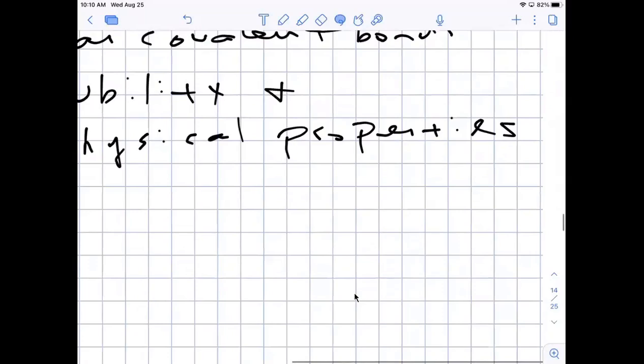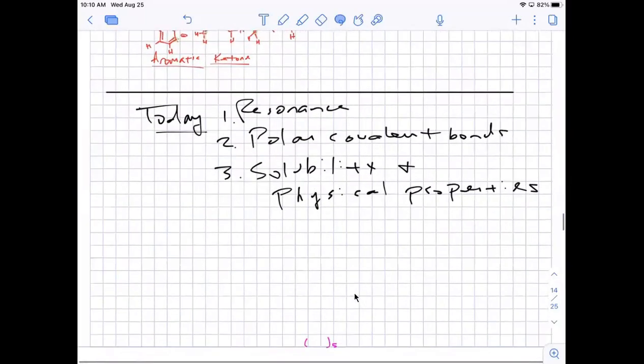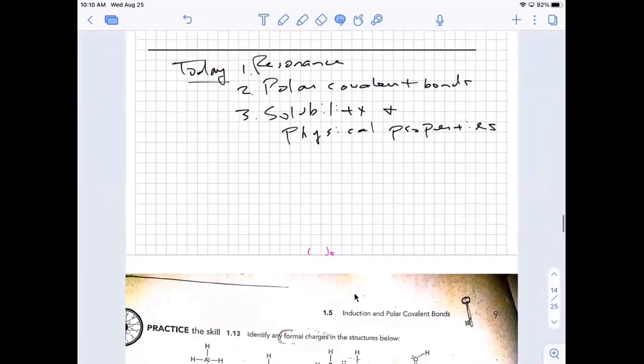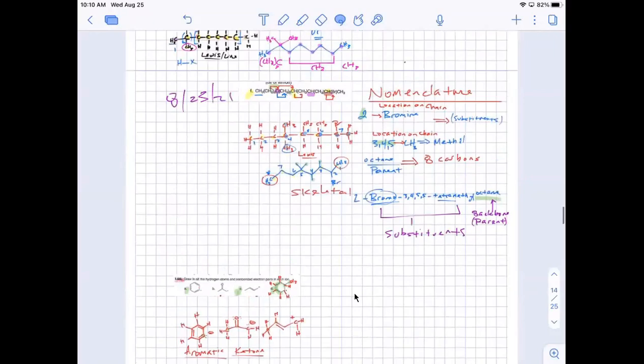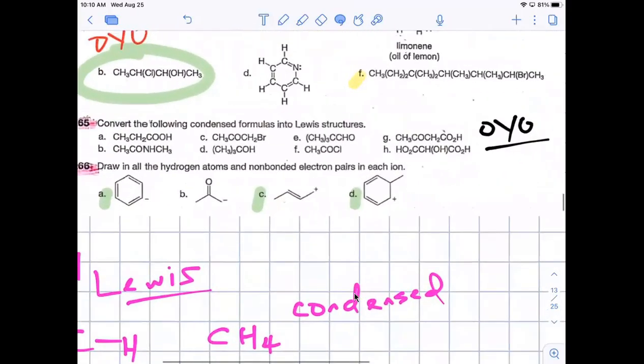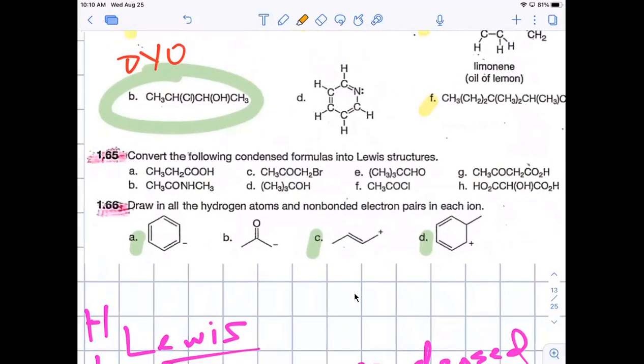Could you scroll back up real quick? Did it say for 1.65 that it was on our own? Yeah, you need to practice converting those condensed forms into line and skeletal forms. Awesome. And let me give you the ones to do, because that's a lot of problems.